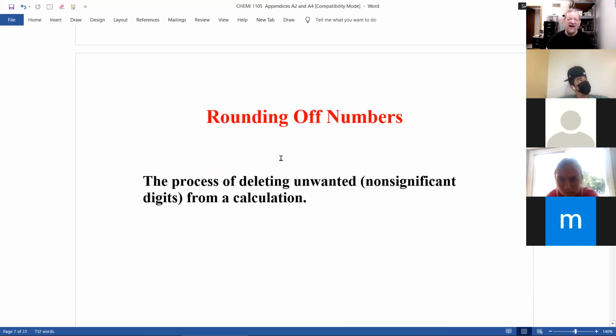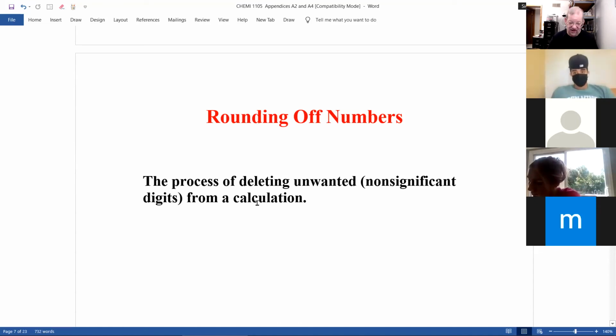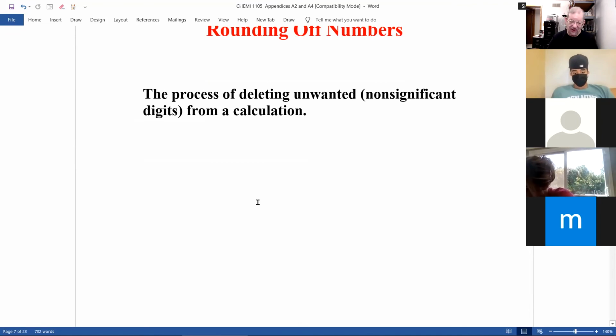Now, once you have determined significant figures for a number, sometimes, like always, just about in our class, you may have to round off a number. When you do a multiplication, division, or addition, you have to learn how to round off. And this is the process for deleting unwanted, otherwise known as non-significant digits from a calculation, which you will be doing in this class. Trust me, you will.